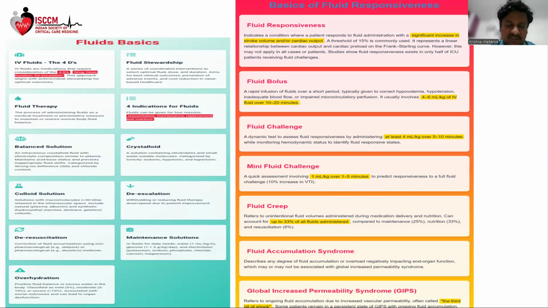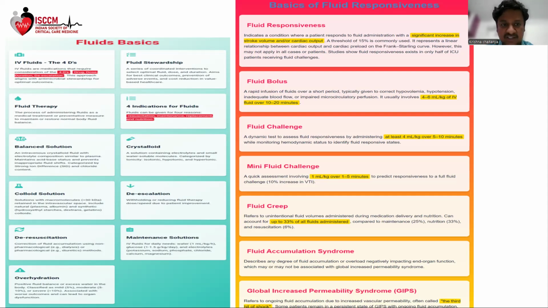Fluid therapy is the process of administering fluids to maintain normal fluid balance. There are balanced salt solutions and colloids. Balanced salt solutions have a composition similar to plasma. Colloid solutions have macromolecules. It is important to stress fluid stewardship, just like antimicrobial stewardship, where there is a series of coordinated interventions to select the optimal fluid dose, the right fluid, and the right duration.